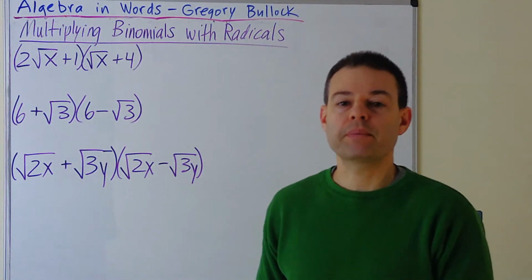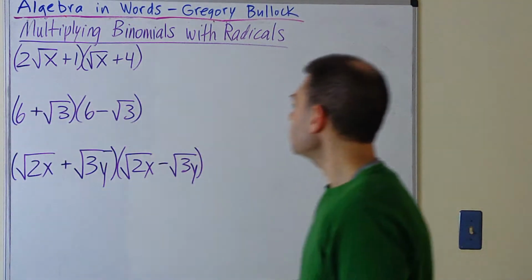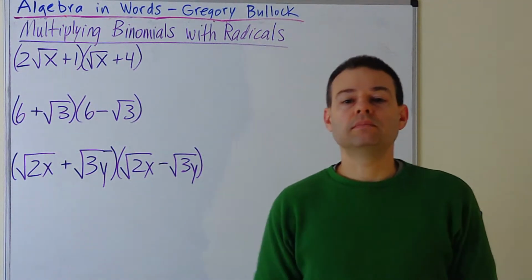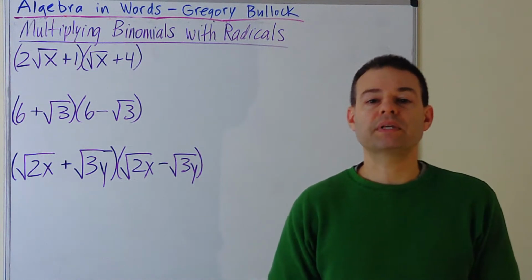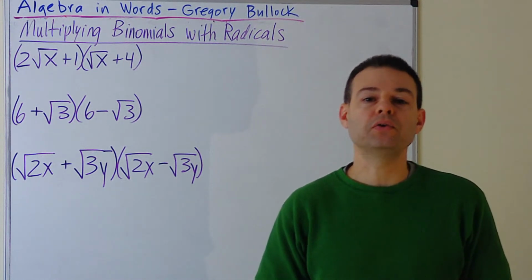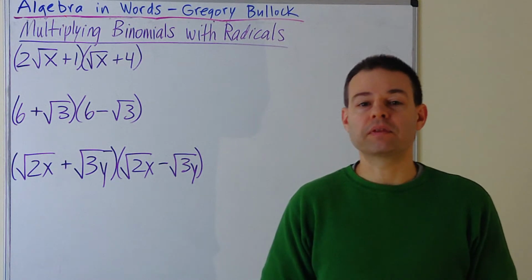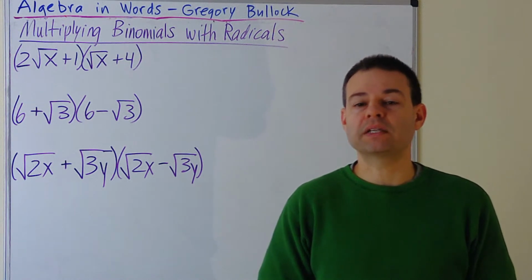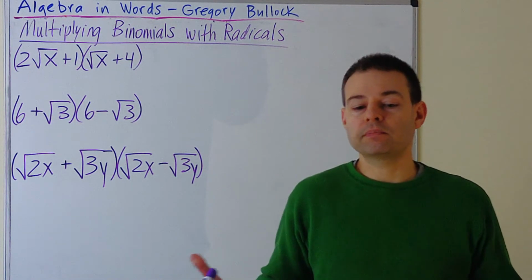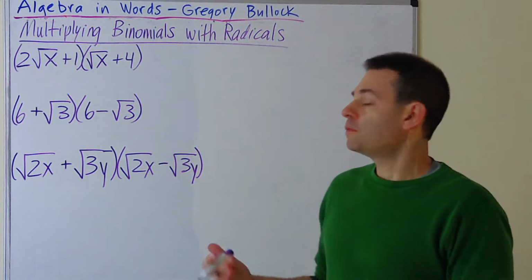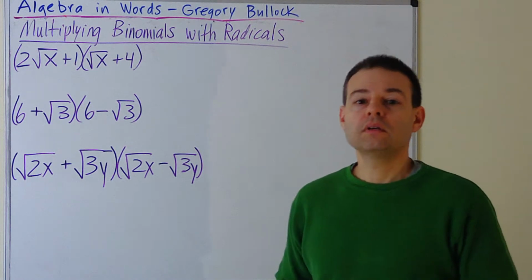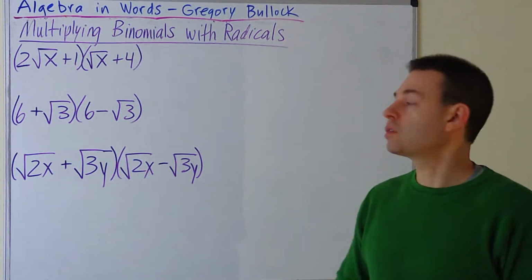I have 3 examples on the board. Now, this is actually not that complicated, and most of this will not be that new to you. In short, we're going to be applying the FOIL method, because these are 2 binomials multiplied together. Without further ado, let's just start.